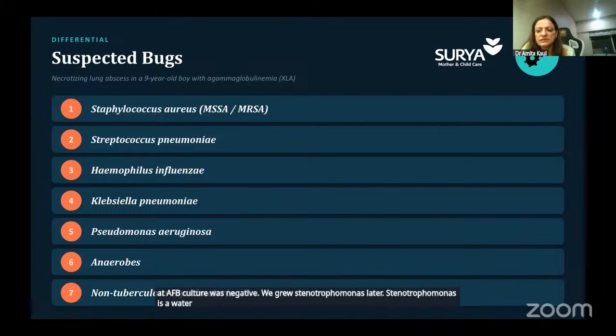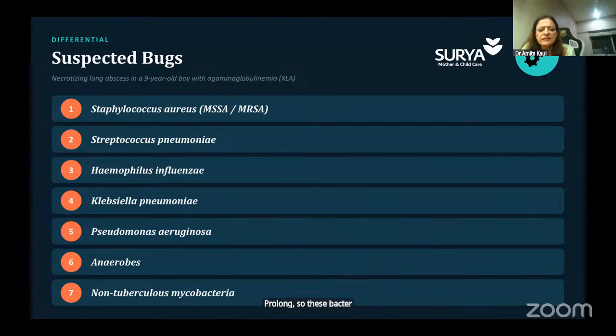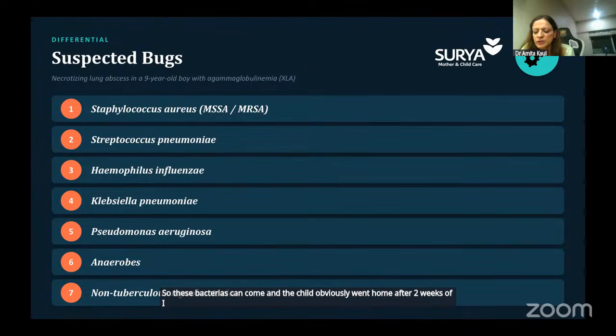So this child was on home oxygen. Mother was continuously nebulizing with the same nebulizer kit for long. So these bacteria can come, and the child obviously went home after 2 weeks of IV antibiotics. We planned to continue oral antibiotics for a longer duration.